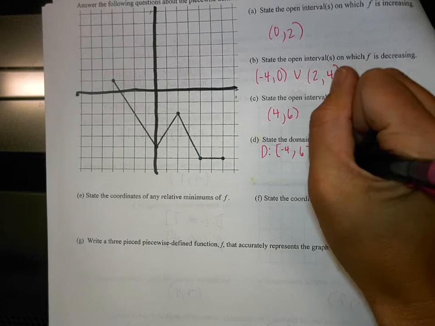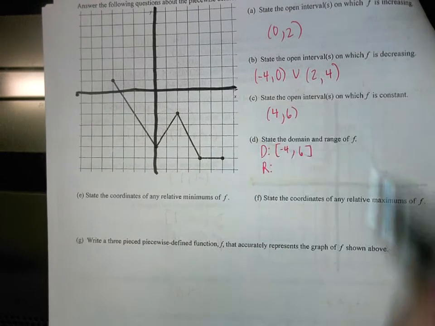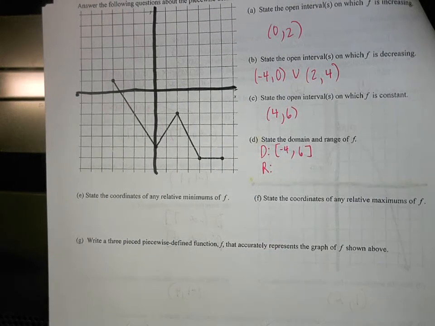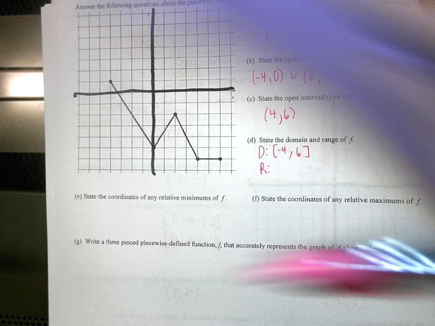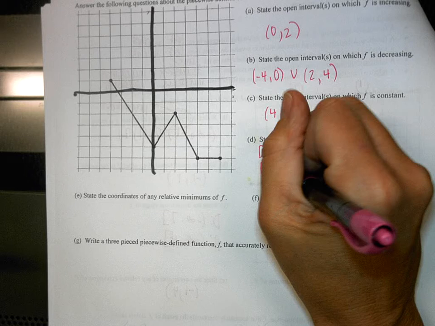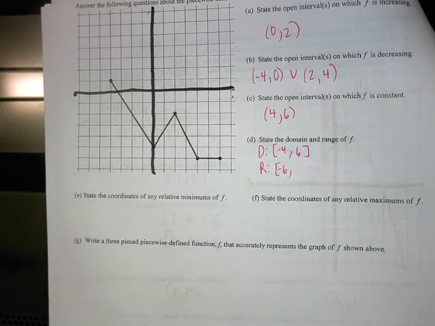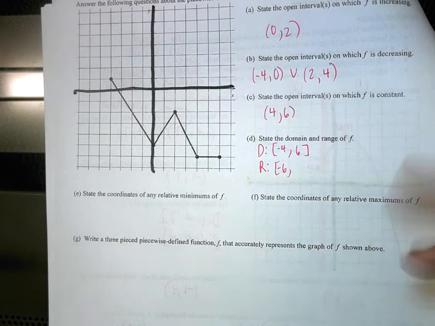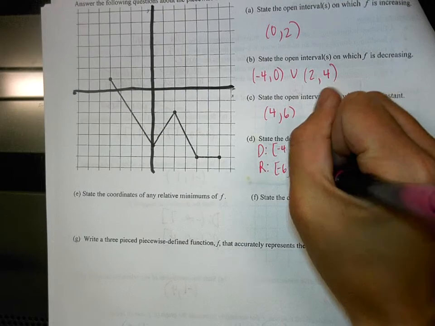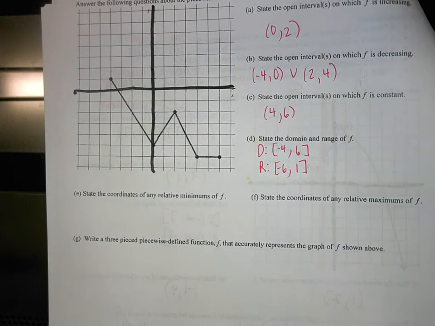Okay, your range, this time they asked us for the range, so that's when we're going to give the y values. The smallest y value is down here, which is what value? -6. And going up, the largest y value is at 1. Okay? State the coordinates of any relative minimums.